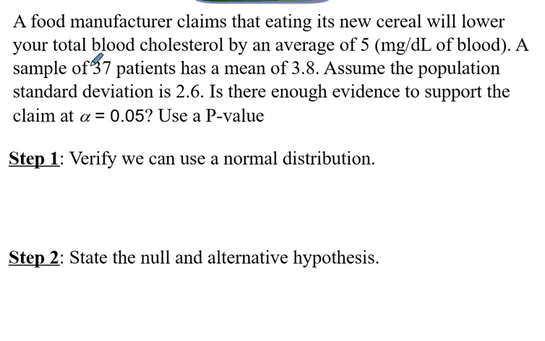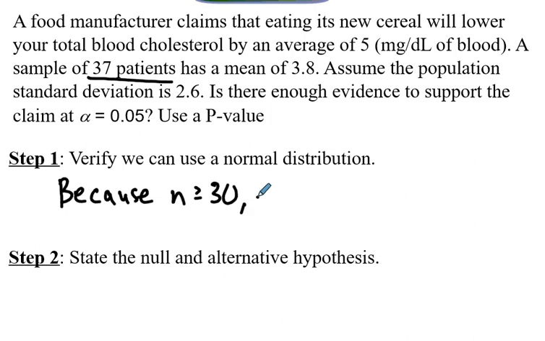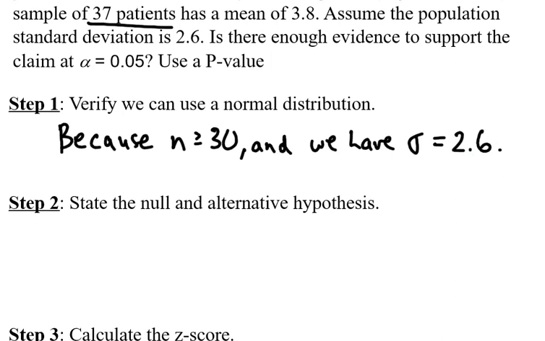But what we are really looking for is that we have enough samples. So because our sample size is greater than 30, and we have the population standard deviation, we know that. So those are two things. We need a large enough sample, and we have the population standard deviation in order to run a z-test.